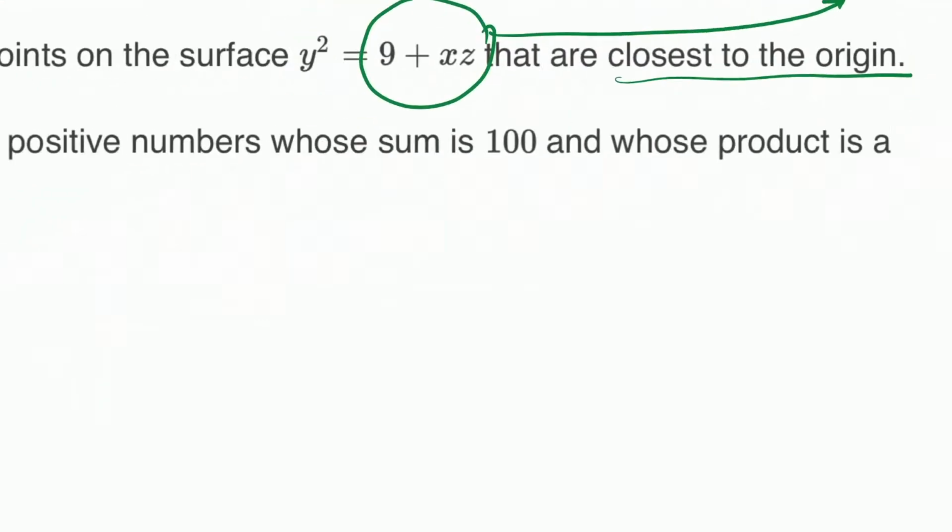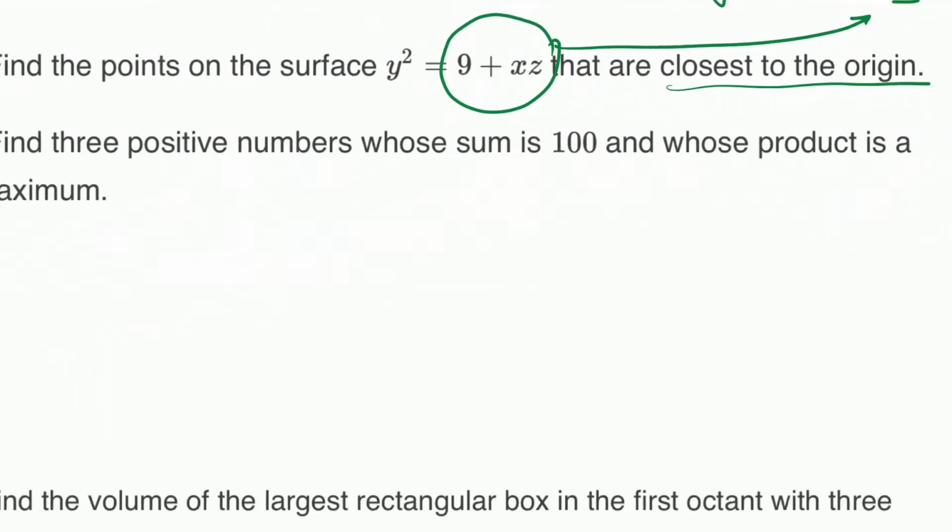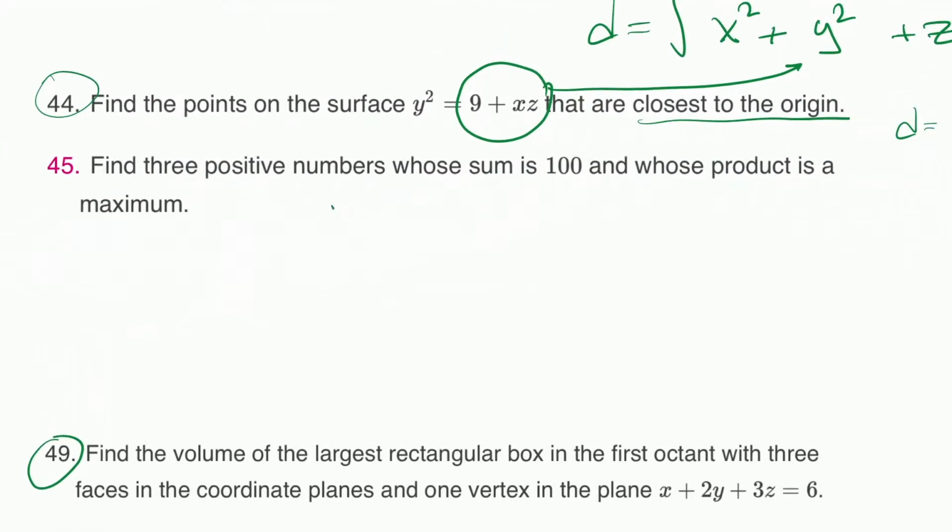Okay, next one. Find 3 positive numbers whose sum is 100 and whose product is a maximum. So this is what it's asking you for. x plus y plus z is 100, and I want this function to be a maximum. So maximize this.